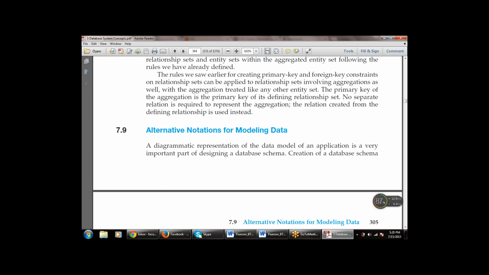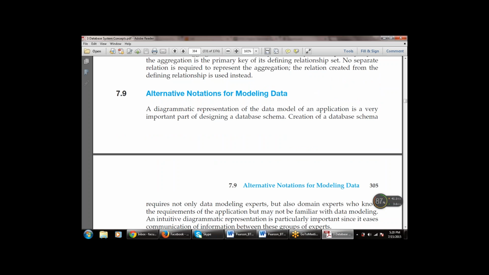Now next is alternative notations for modeling the data. That is, what are the various alternative notations used for modeling the data. A diagrammatical representation of the data model of an application is a very important part of designing a database schema. So if I want to represent the data model of an application, that is a very important part in designing a database schema.